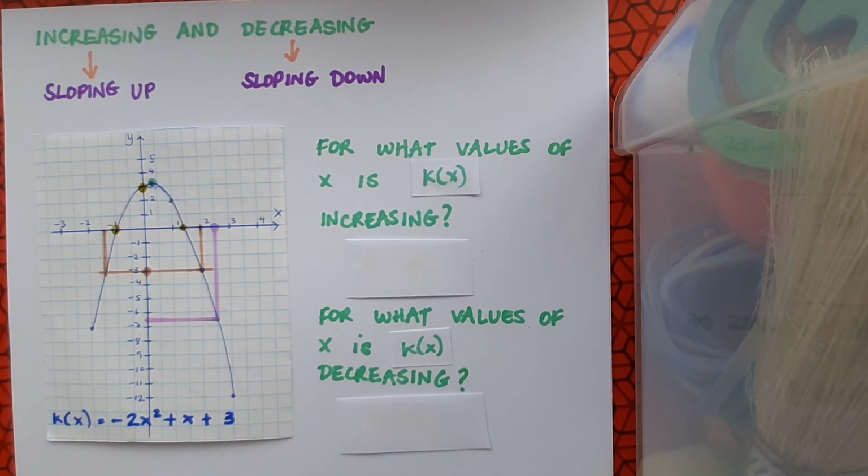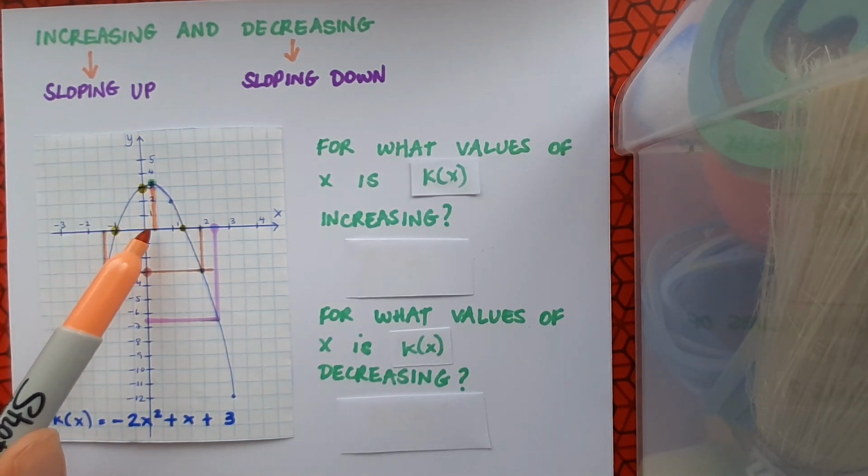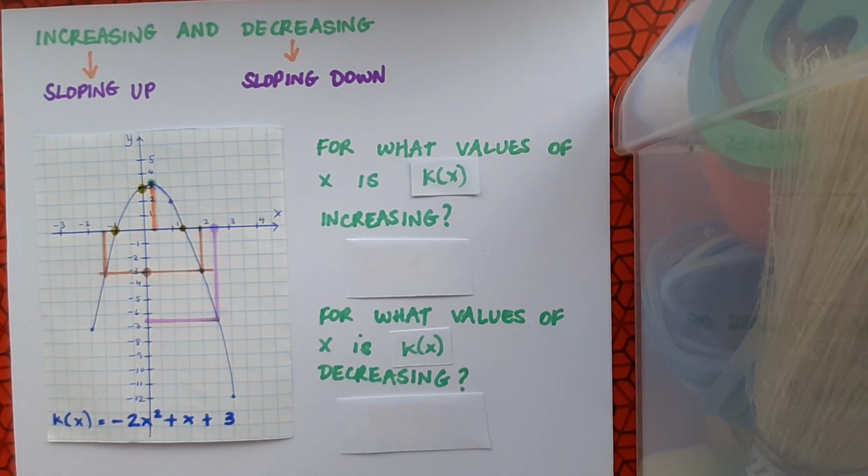Okay, and finally now we have k of x. k of x is an n-shaped curve, and we can see that's because we've got a negative x squared term. We want to find the values of x for which k of x is increasing and the values for which it's decreasing. So it's the exact same idea. Look for the turning point. This time the turning point is this maximum point here. Then I'm going to draw a line from that to the x-axis, and note where it lands. I'm going to say that's about 0.3.